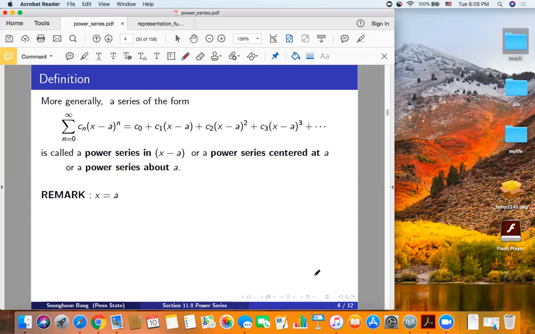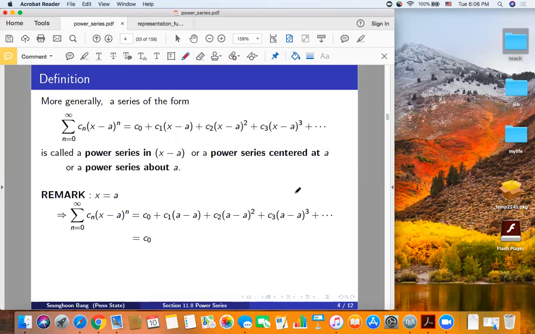The remark: what happens when x equals a? Here you plug this x value in, so plug a into x. Change it: this is a, this is a, this is a. What's the expanded form? What happens? This is going to 0. This is 0. This is 0. The remaining term is only C0.